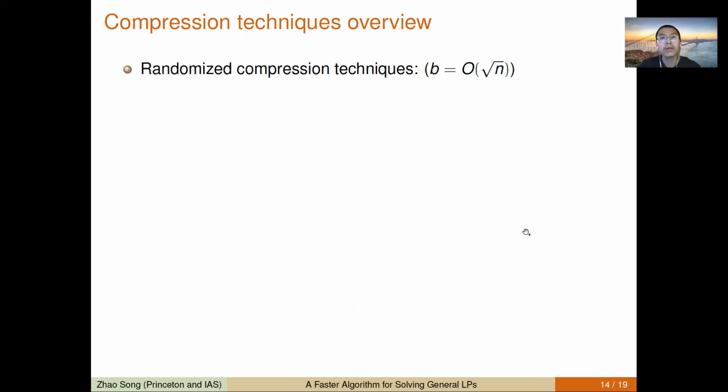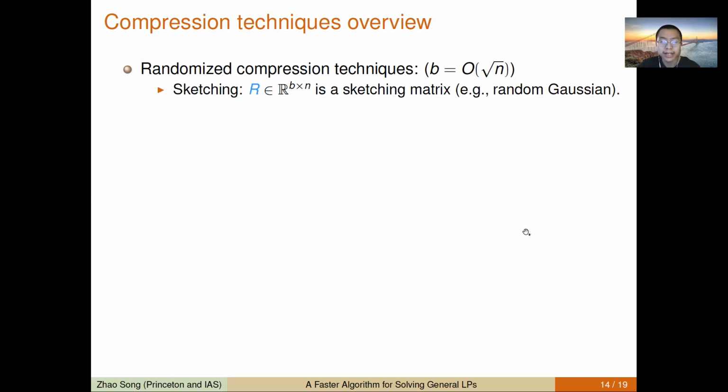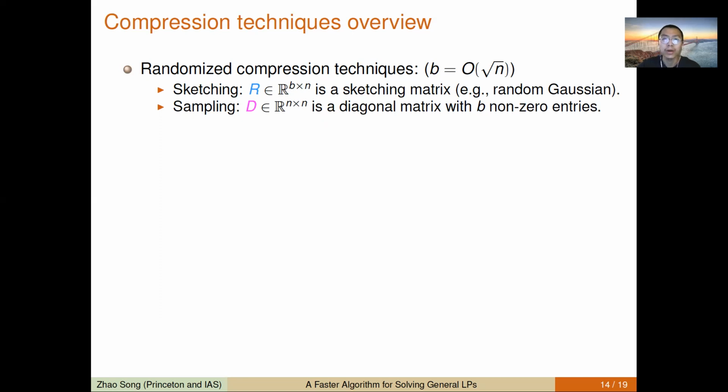Here, let me give you an overview of our compression techniques. There are two kinds of techniques. One is a randomized compression technique. The other is a deterministic compression technique. In the randomized compression technique, the first is called sketching, where you can think of matrix R as a very fat matrix, where every entry is a random Gaussian. Another compression matrix is called a sampling matrix, where D is a diagonal matrix with b non-zero entries on the diagonal, and b is roughly √n here. In order to make the algorithm work, in every iteration you need to control the error generated by sketching or sampling.